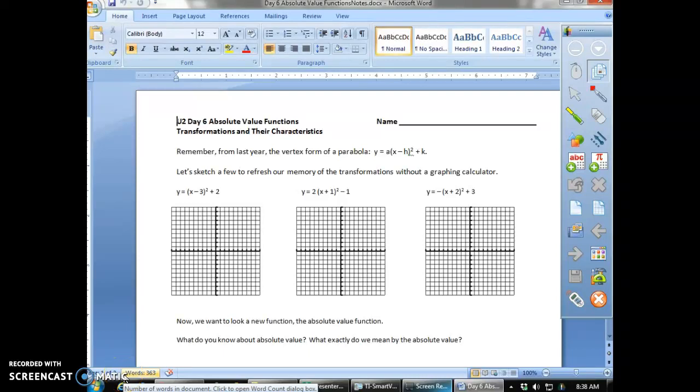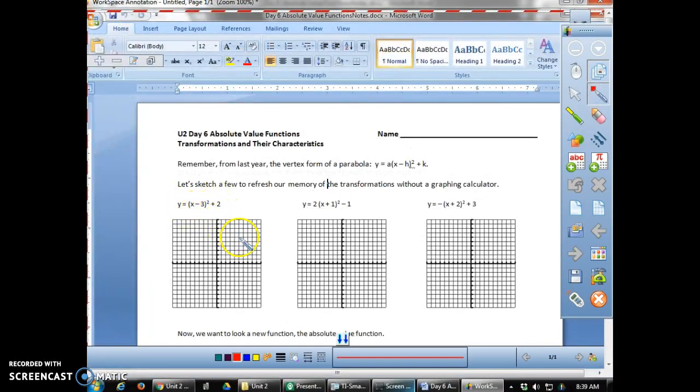Okay, so you guys in the past have graphed quadratics. Remember vertex form and quadratic. So we're going to build on that today a little bit and then learn the absolute value function, which is actually even simpler than the quadratic function. So we have here a quadratic in vertex form. Could you tell me the vertex of this particular quadratic?